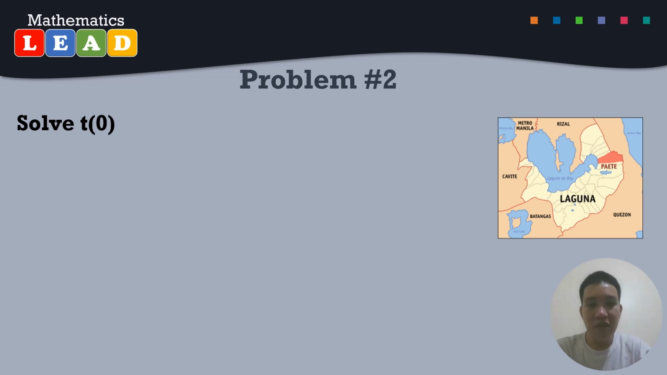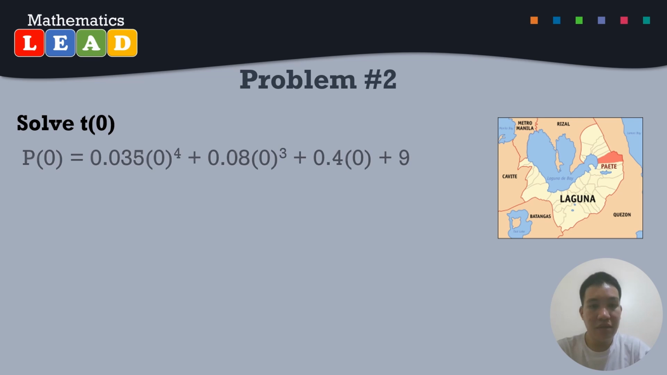First, we will solve P of 0. P of 0 is equal to 0.035 times 0 raised to the fourth power plus 0.08 times 0 cubed plus 0.4 times 0 plus 9, where we substitute t as 0.